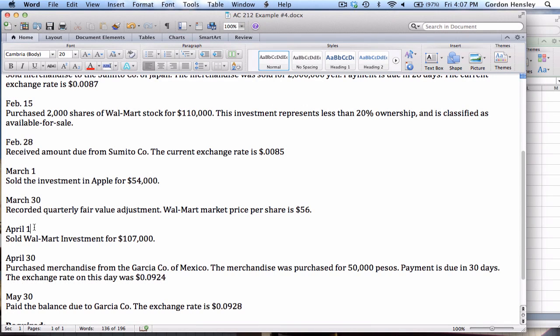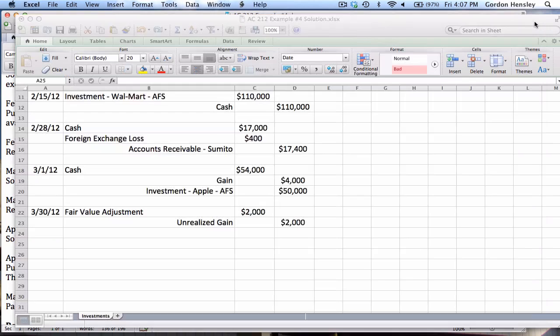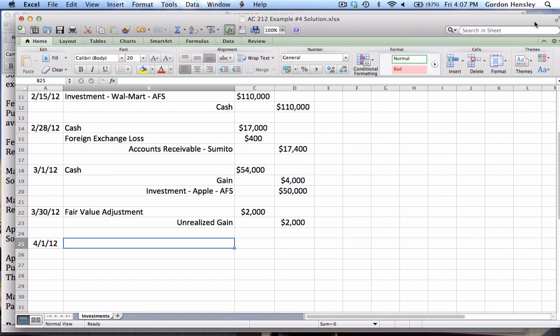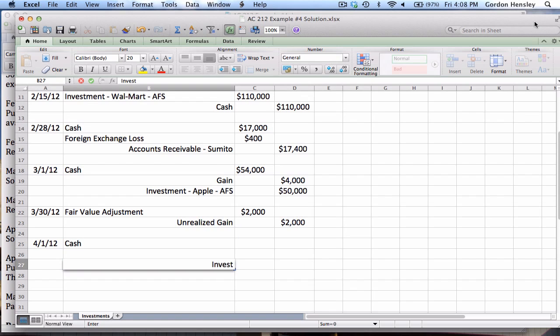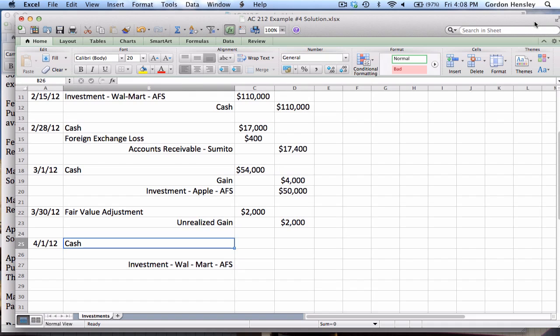Next transaction is on April the 1st. Now we are going to sell off the Walmart investment. And maybe it's good for us to do that. If it's losing money, maybe it would be better to go ahead and get rid of it now. So that means that I will receive cash. And it also means I have to get rid of my Walmart investment. I'm going to leave some space in between because I'll probably have a gain or a loss.